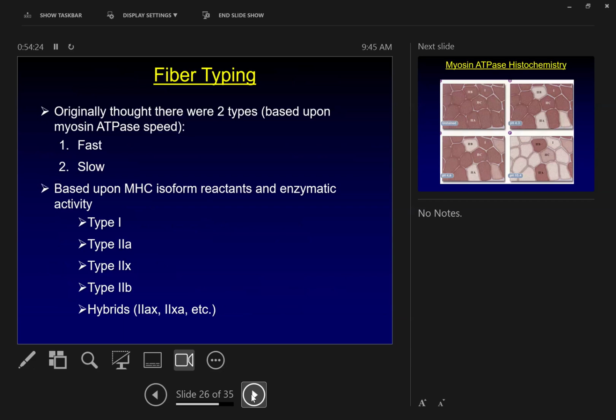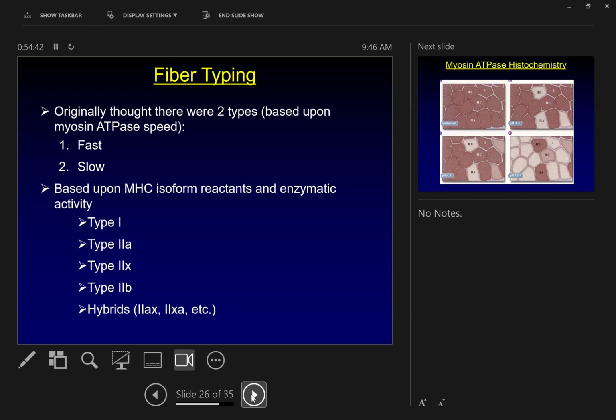So, I told you guys that in the 60s and in the early 70s, we based fiber typing on myosin ATPase. So there were fast muscles and there were slow muscles, right? Fast fibers and slow fibers. That's still a perfectly reasonable way to fiber type people.